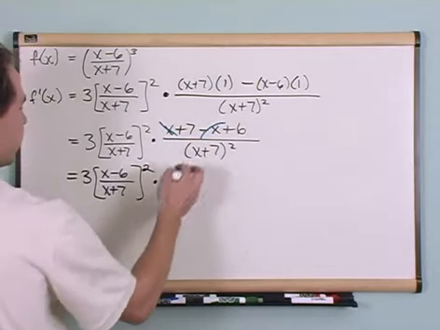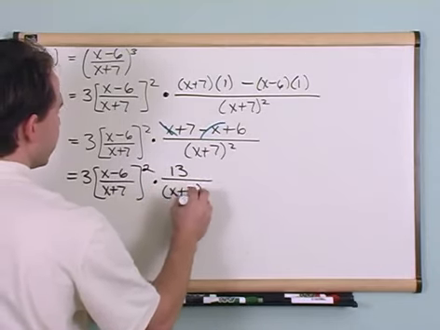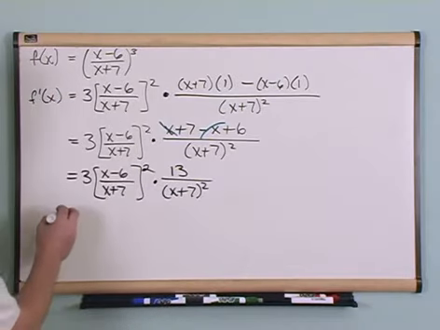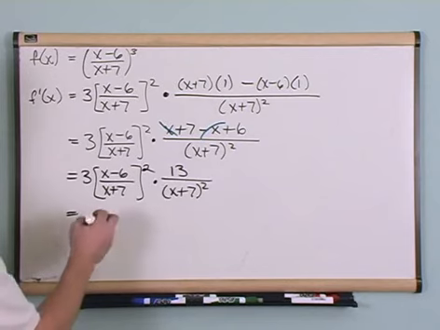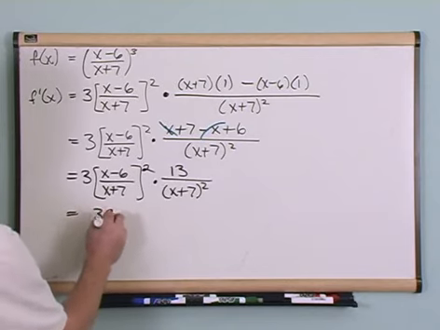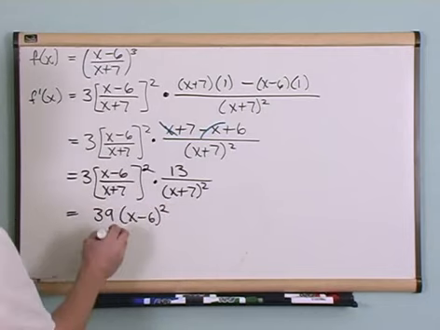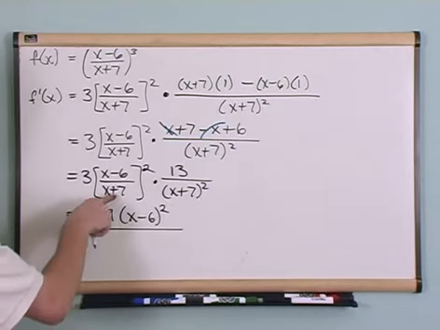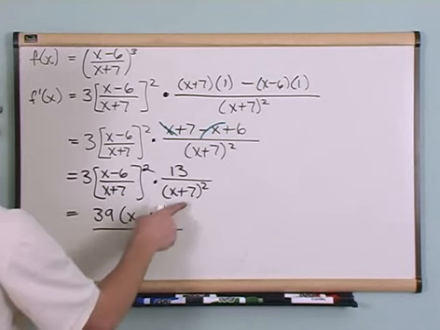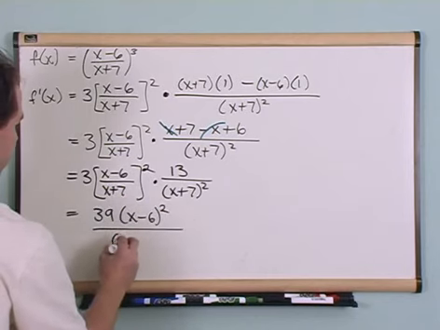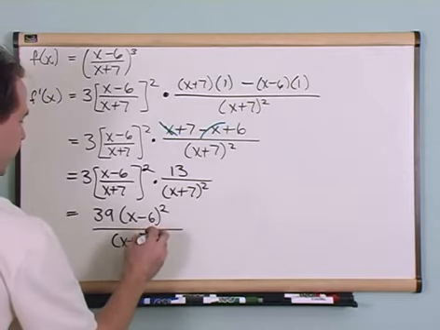Over here, 7 plus 6 is 13. And on the bottom, you have (x plus 7) squared. Again, this is squared. So really, in the end, you're going to have 3 times 13 is 39. You're going to have (x minus 6) squared on the top. And on the bottom, you have an (x plus 7) squared. Remember, it's squared because you have this whole quantity squared, times an (x plus 7) squared is going to give you (x plus 7) to the 4th power.